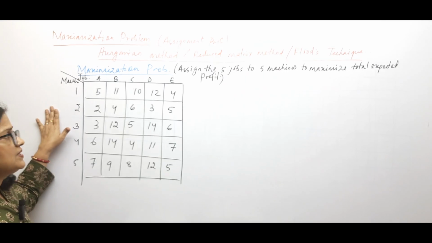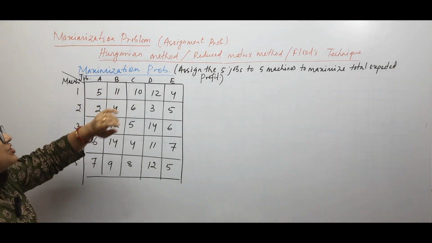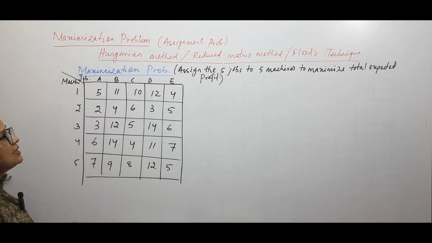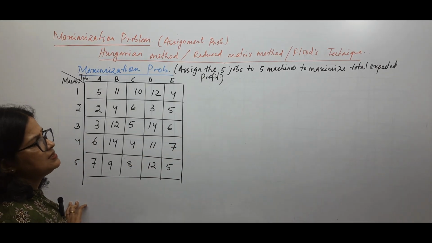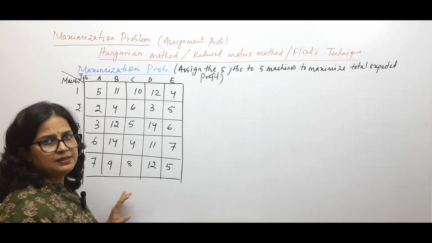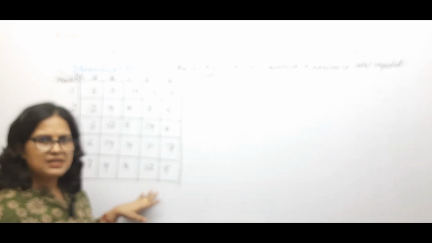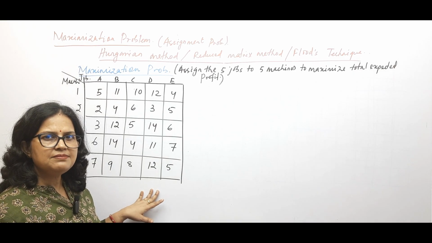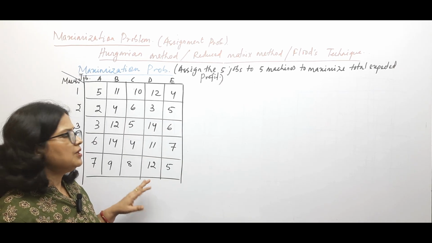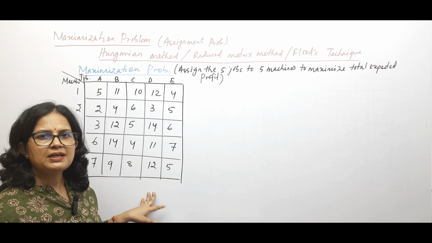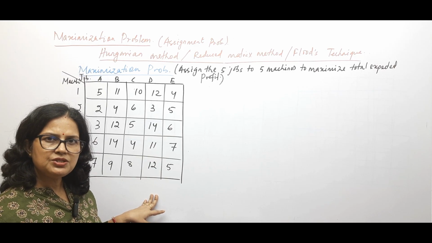I have taken this question for the maximization problem. Assign 5 jobs to 5 machines to maximize total expected profit. The first step is that we have to convert the maximization problem into a minimization problem. So how are we going to convert the maximization problem into a minimization problem?